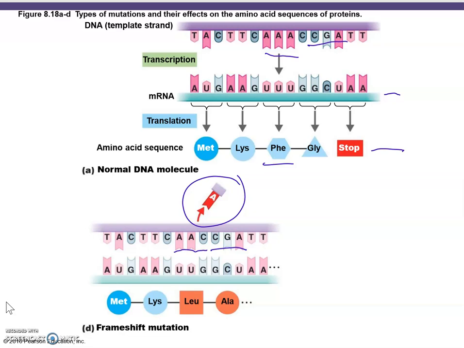So the methionine and lysine stay the same, but then here it continues with phenylalanine, glycine, stop, and here we have leucine, alanine, and who knows what's going to continue.